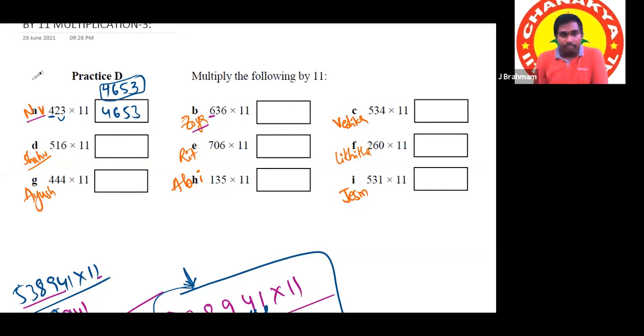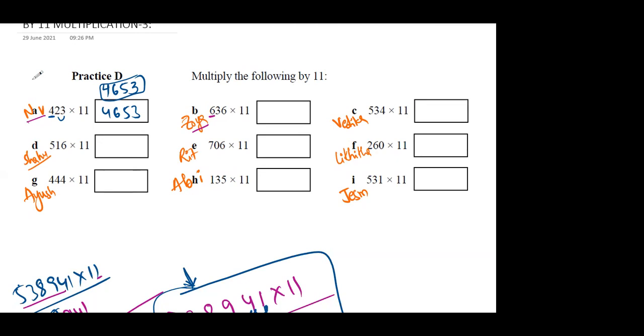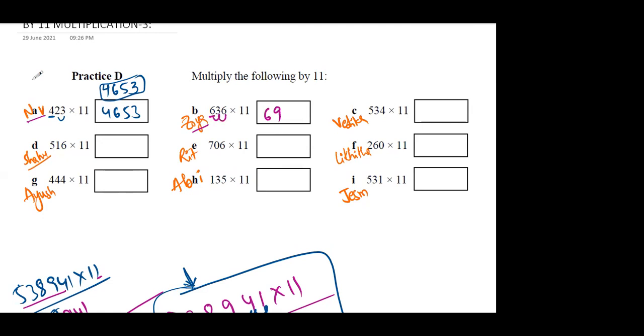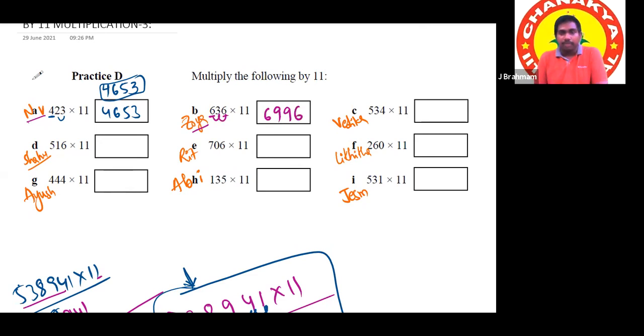Okay. So we'll write 6 as it is. And 6 plus 3 is 9. And again 6 plus 3 is 9. And we'll write 6 as it is. Correct.